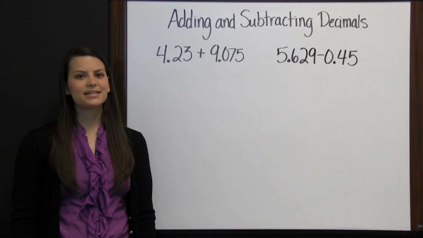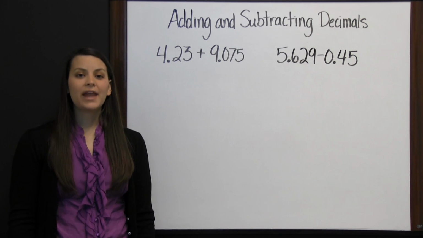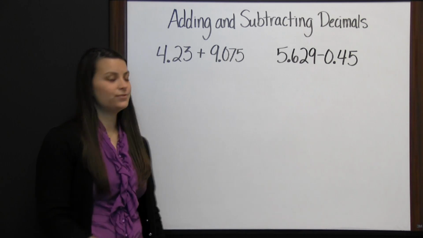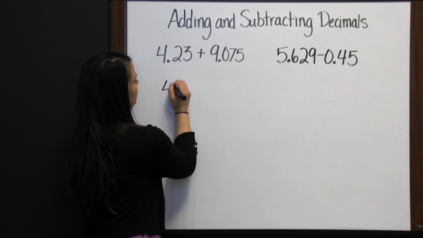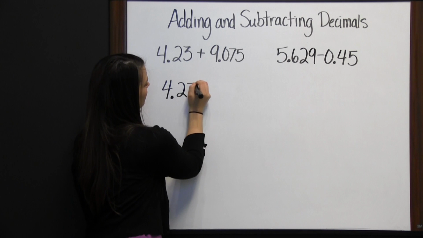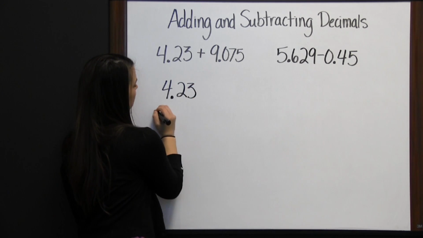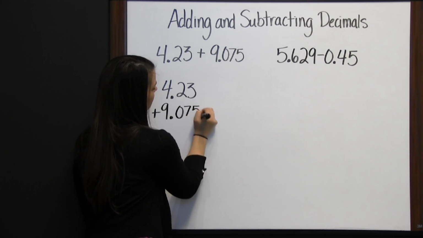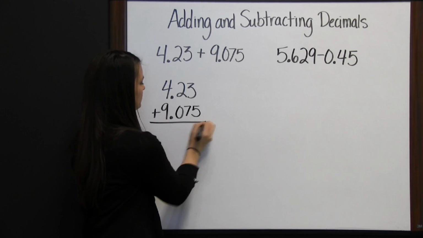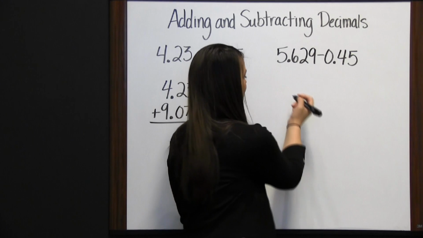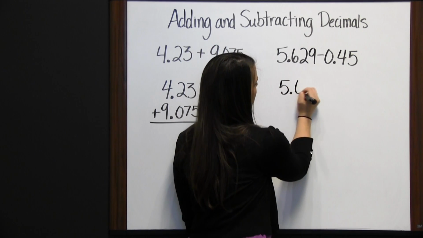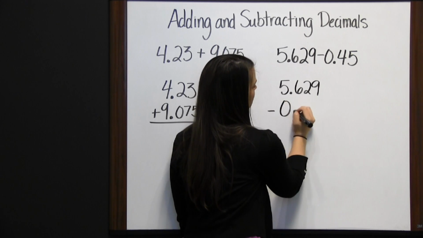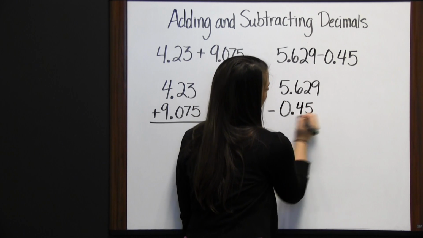Adding and subtracting decimals. When adding and subtracting decimals, first line up the decimals. We have 4 and 23 hundredths plus 9 and 75 thousandths. Same with subtraction. 5 and 629 thousandths minus 45 hundredths.